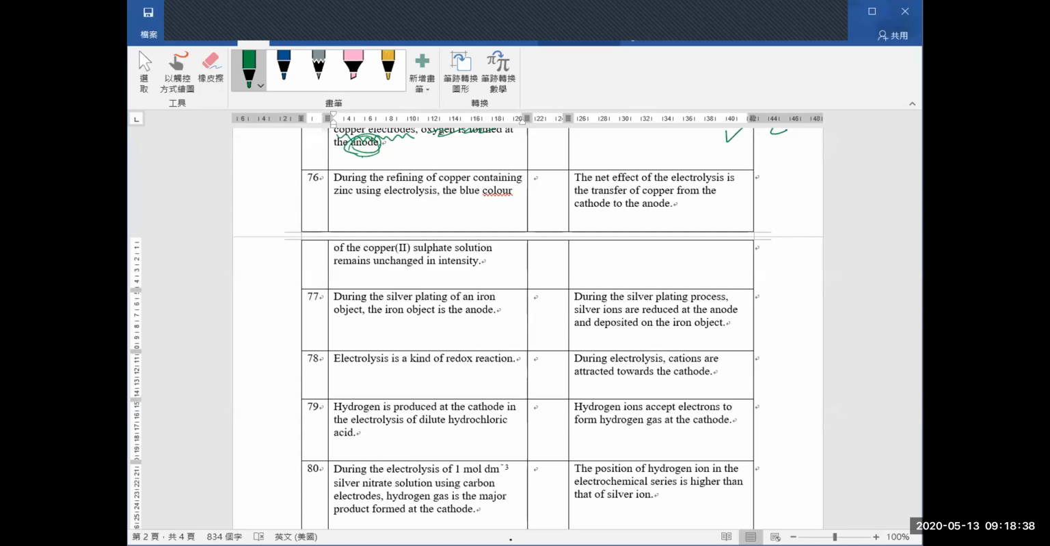Can you manage to answer? You think it's A? Mm-hmm. How about the others? All agree? Lei Tong, do you agree?